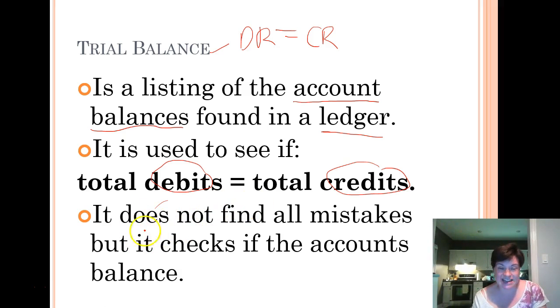And this is really important. It does not find all the mistakes. It only allows us to see if the accounts balance. So it doesn't find every mistake in our ledger, but it definitely makes sure that our debits equal our credits.